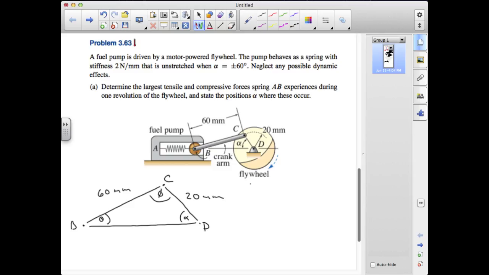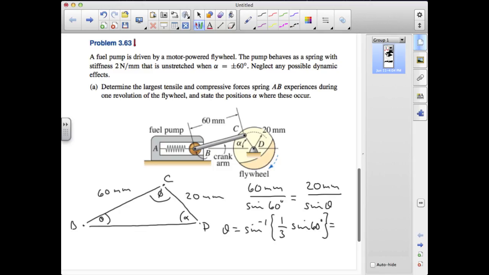We could say first that 60 millimeters over the sine of alpha, and alpha is 60 degrees to the neutral position, is equal to 20 millimeters over the sine of theta. I can rearrange that to write theta is equal to the arc sine of 20 over 60, which is a third, times sine of 60 degrees, and that number turns out to be equal to 16.78 degrees.